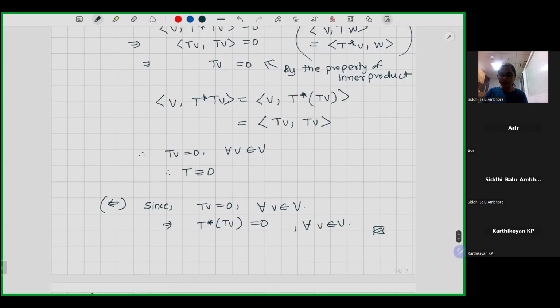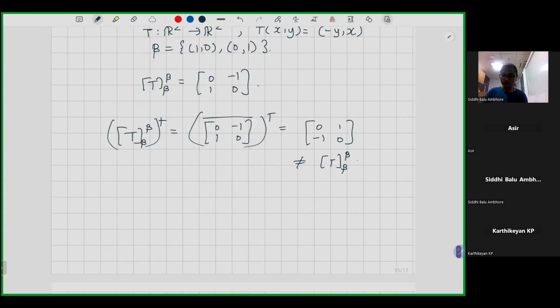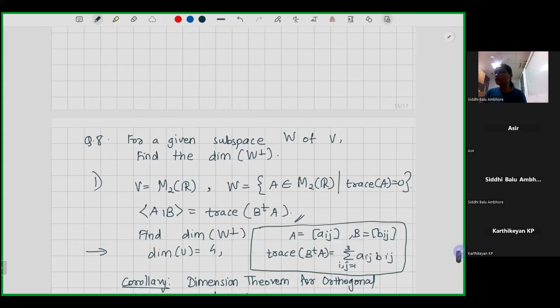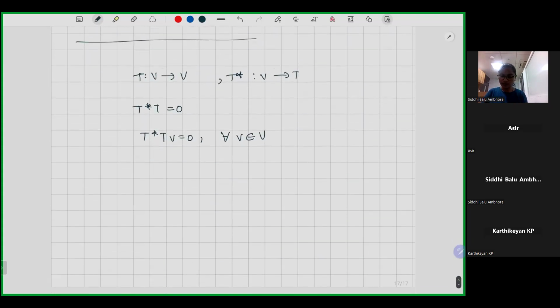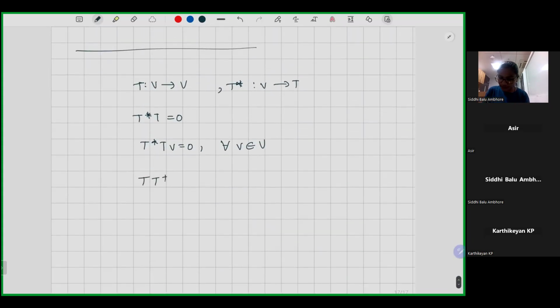Similarly, the next question is about T T star. It is the same thing: T T star equal to 0 means T T star is from V to V, such that T T star of v is equal to 0 for all v.